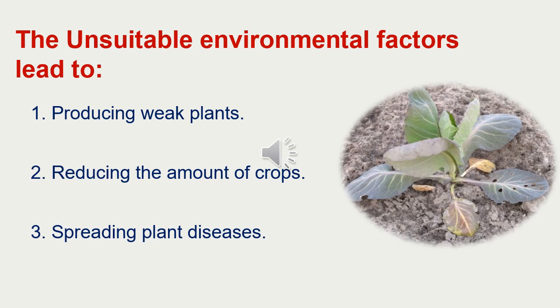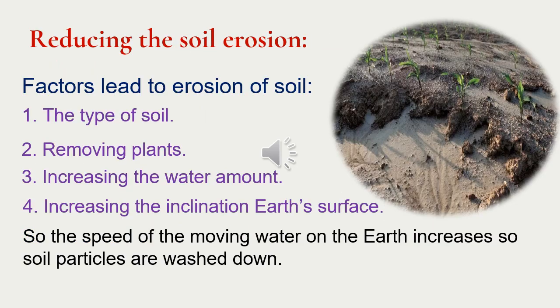Can anyone tell me what happens if there are unsuitable environmental factors that affect the plants? It produces weak plants, reduces the amount of the crops, and also spreads plant disease. What about soil erosion? What are the reasons that can lead to soil erosion?